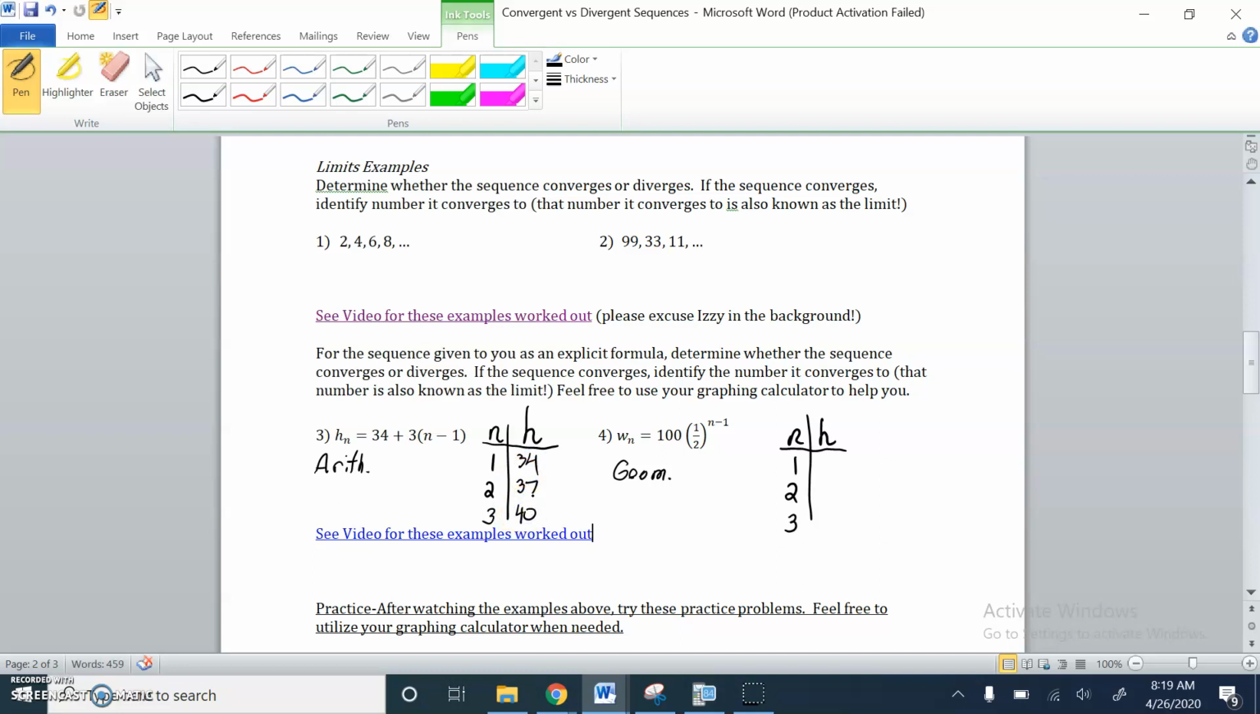If we do the same thing for number 4, we plug in n is 1, 2, and 3, we get 100, we get 50, and 25. So maybe that's not quite enough information, but we could look at this and say, well, we're just adding 3 every time. And what that means is we're not ever going to head to any particular value. We're just going to keep getting bigger and bigger numbers the further out we go. So this one, we would say diverges.